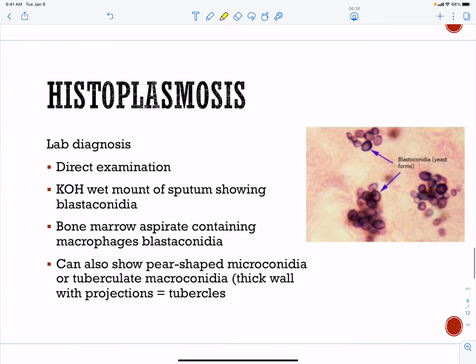The lab diagnosis is going to be a potassium hydroxide wet mount showing blastoconidia. So this is an example of our blastoconidia. For people who have disseminated disease, you can look at their bone marrow and see if they have macrophages with blastoconidia inside of them. They can also have this very typical pear-shaped microconidia.